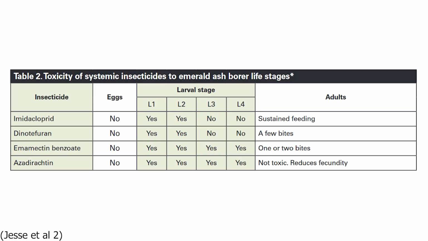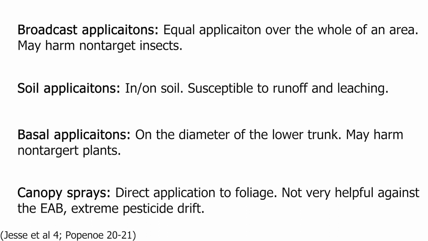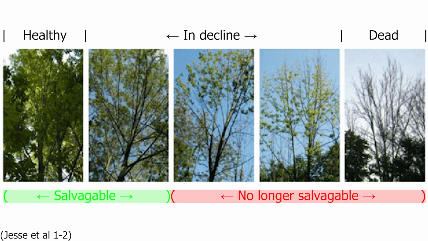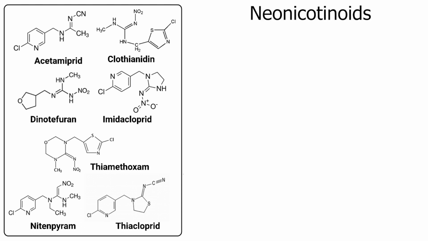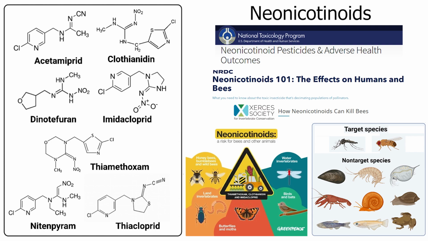They target the larval stages of the EAB, they're fast-acting, and, unlike broadcast applications, soil and basally applied pesticides, and canopy sprays, systemic treatments have no pesticide drift and minimal negative impact on non-target organisms, allowing for near full coverage of treated trees without causing further harm to the surrounding ecosystem. The downside is that these treatments are often only effective as preventative measures. They must be applied to healthy ash trees, those that are either not yet infested or have no more than 30% crown dieback. In addition, imidacloprid and some other treatments are neonicotinoids, which come with a whole slew of other environmental hazards and concerns, so their use should be carefully considered.